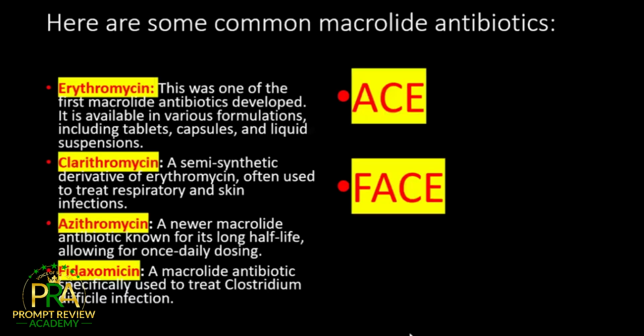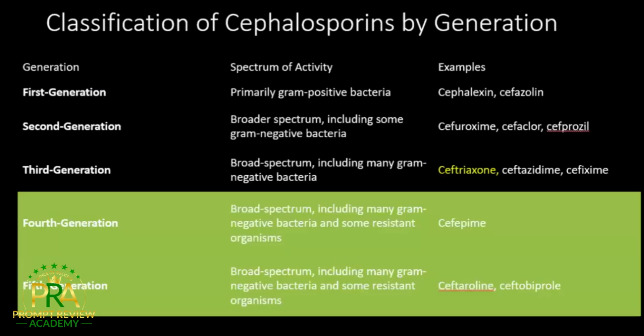Augmentin. It's MAD. Okay. You can use that mnemonic for the macrolides, which is FACE or ACE. E is erythromycin, C is clarithromycin, A is azithromycin, and the newer one is fidaxomicin. You can use ACE for these three most common ones that we use, or you can use FACE. Okay, so that is very important.